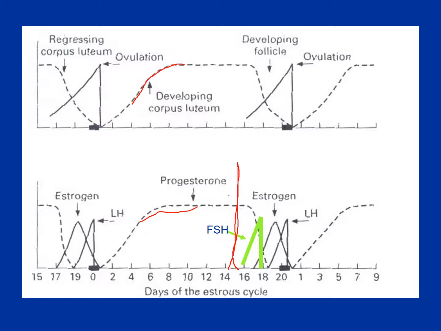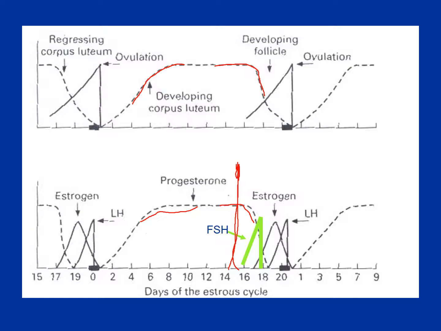All right, so this is prostaglandin here, and that is a message from the uterus that, hey, we're not pregnant. And that prostaglandin spike will have an effect on the CL on the ovary. It will cause the CL to regress. Progesterone levels go down. The hypothalamus will release GnRH.